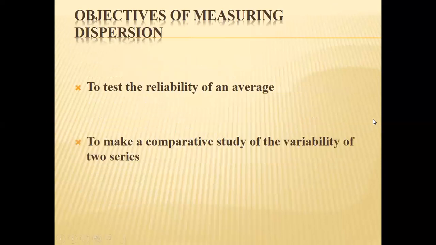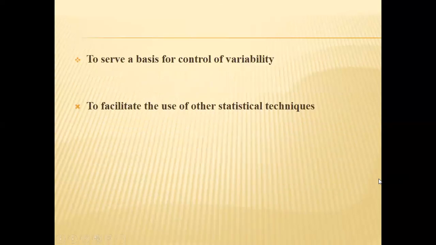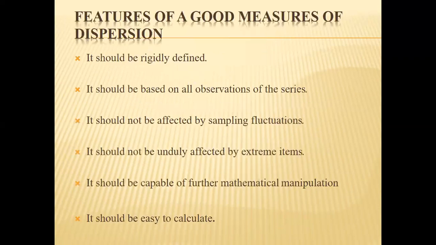Now the objectives of measuring dispersion are to test the reliability of an average, to make a comparative study of the variability of two series, to serve as a basis for control of variability, and to facilitate the use of other statistical techniques. And the features of a good measure of dispersion are that it should be rigidly defined.